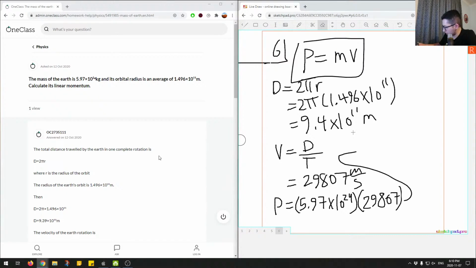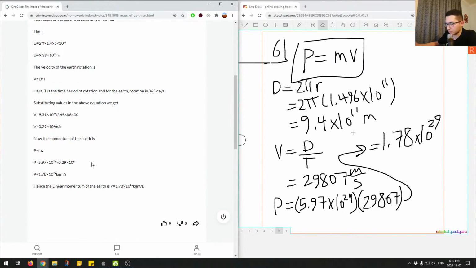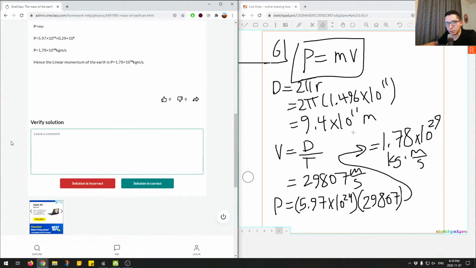So this is equal to 1.78 times 10 to the 29. Looking at this, yep, they have the correct answer, and this is in kilogram meters per second. Kilograms is over here, meters per second is from this, and we end up with kilogram meters per second, and that's the linear momentum of the Earth in this situation. So we verified the solution, and this solution is correct. Great job. Mark this as correct. Let's move on.